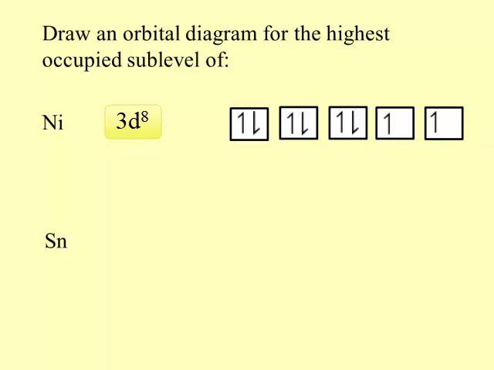Draw an orbital diagram for the highest sublevel of the element tin. The highest sublevel reached is 5p with 2 electrons in the sublevel. How many boxes do you draw, and why? You should draw 3 boxes because it is a p-type sublevel. You have 2 electrons to put in the boxes. They will go in singly.